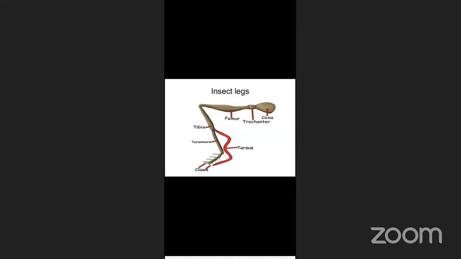Then femur, then tibia, then tarsomeres, and then the claws with the tarsus. So the tarsomeres and the claws make a tarsus. This is the general structure of the insect leg.